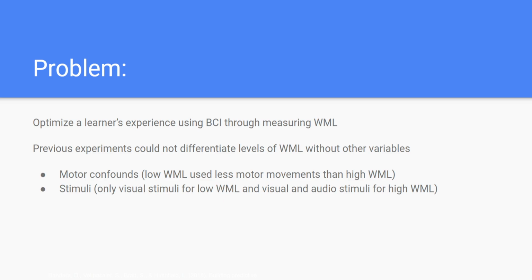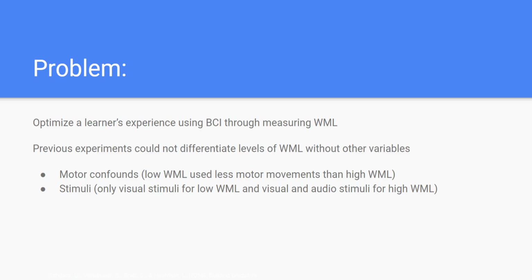So low working memory load tasks would use fewer motor movements, such as mouse clicking or keyboard typing, than high working memory load tasks, which would use more mouse clicking or more typing. Then also the stimuli are quite different for low and high working memory load. For low working memory load, the visual stimuli were usually pretty simple. It wasn't anything too complex or intense, so there weren't as many places for your eye to move and look at.